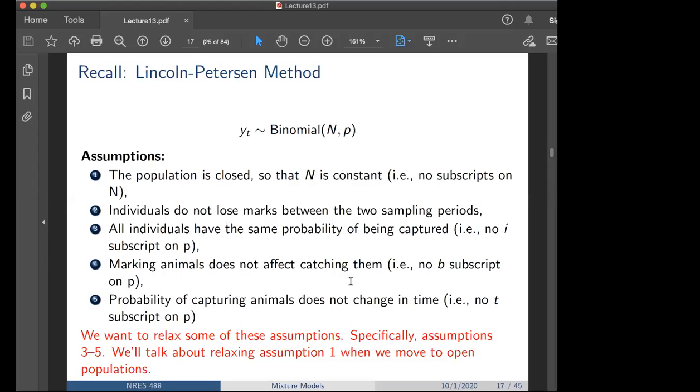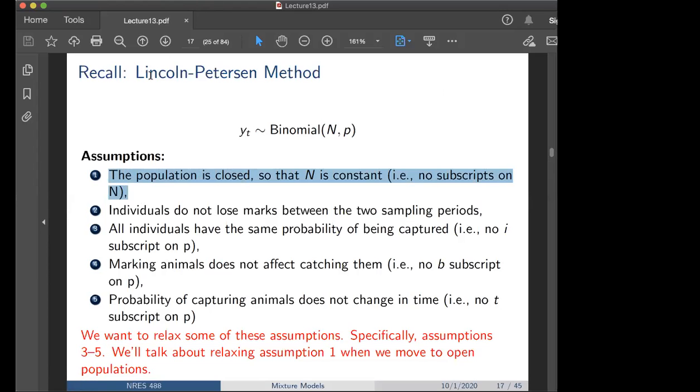So the closed population capture-recapture methods allow us to take the Lincoln-Petersen method and relax some of these assumptions by collecting individual information on animals. Specifically, those assumptions that we're going to relax are 3 to 5. This assumption is the assumption we'll relax when we move to open population mark-recapture methods.